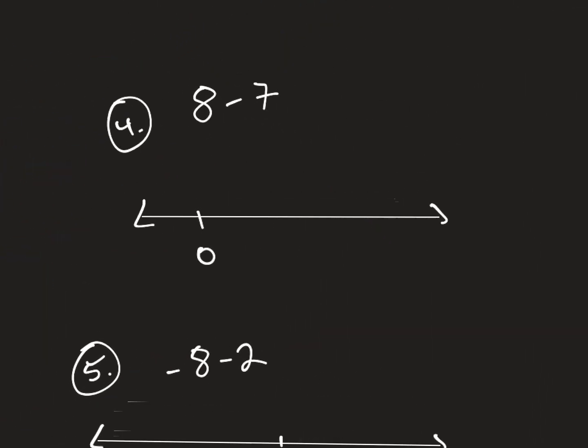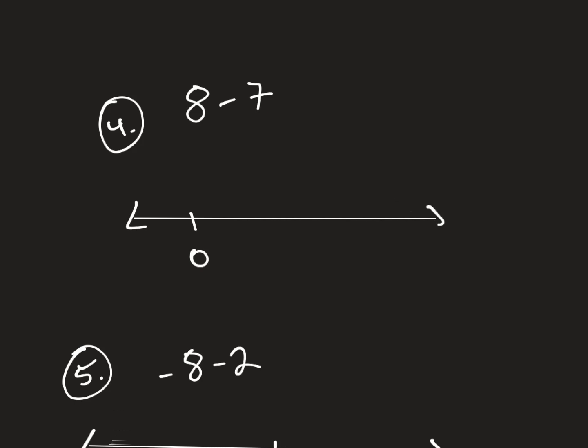Continuing on, this one, a very standard one that we've done since we can probably remember in school. 8 minus 7, we have 1, 2, 3, 4, 5, 6, 7, 8, 9, 10. I'll make it out of 10. My starting point is 8, and 8 is right here. And then I am subtracting 7, so I'm moving to the left, and I count 1, 2, 3, 4, 5, 6, 7, and I end with 1. So 8 minus 7 gets me 1.